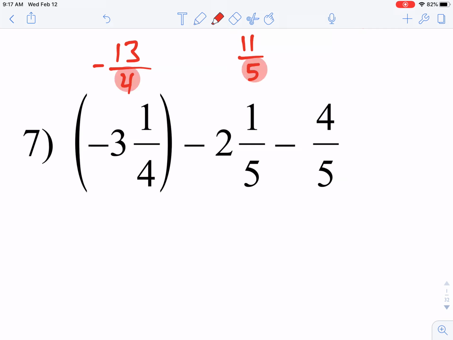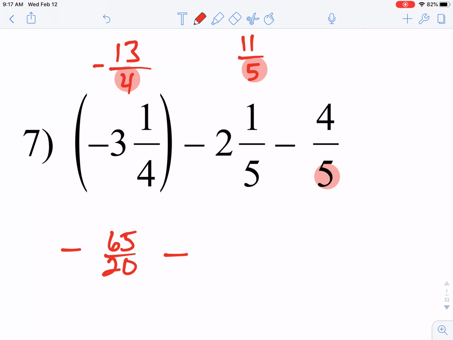We also want to go ahead and change these to have a common denominator. In this case, the smallest denominator I can come up with is 20. So I'm going to multiply 13 over 4 by 5. It stays negative. 4 times 5 is 20, and 13 times 5 is 65.